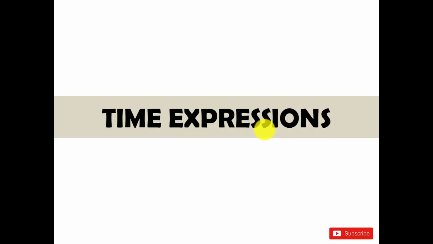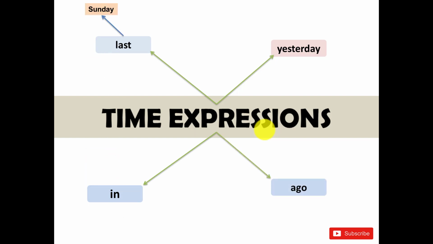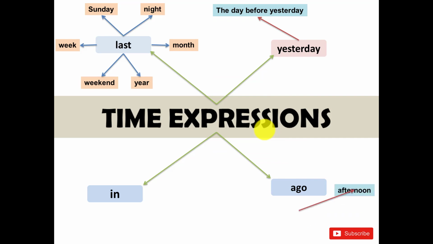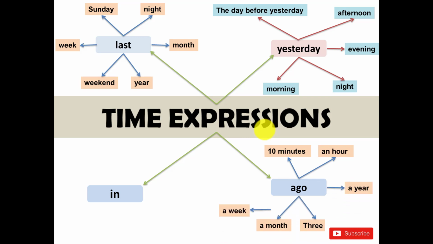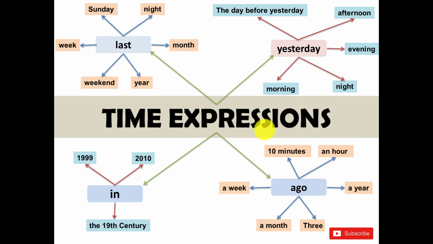Then we move to talk about time expressions. To form time expressions, we use last, yesterday, in, and ago. For example, we can say last Sunday, last night, last month, last year, last weekend, last week. And also we can say the day before yesterday, yesterday afternoon, yesterday evening, yesterday night, yesterday morning, etc. We can also say 10 minutes ago, an hour ago, a year ago, 3 days ago, a month ago, a week ago, etc. And in with a year, for example, in 2010, in 1999, or in the 19th century.